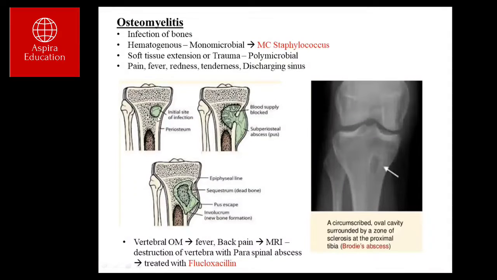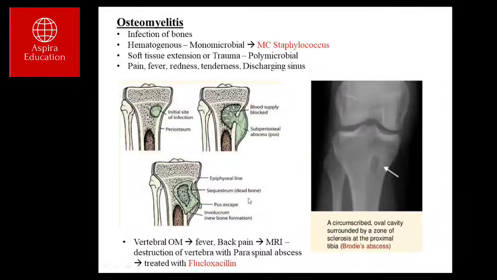So what happens in this infection? There is an inflammation there. Inflammation leads to local hypercoagulability. The blood supply gets blocked, and you have localized necrotic tissue. So the surrounding bone gets necrotic, and that dead bone is called sequestrum. Sequestrum is basically dead bone around the site of infection.